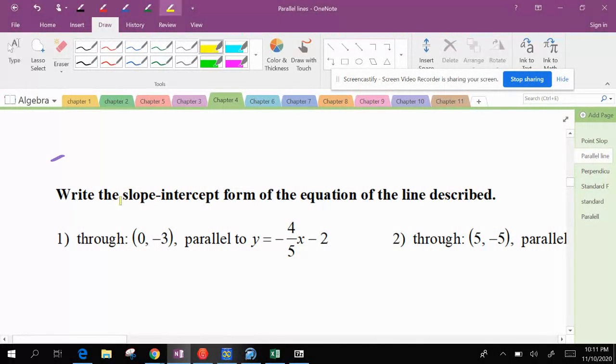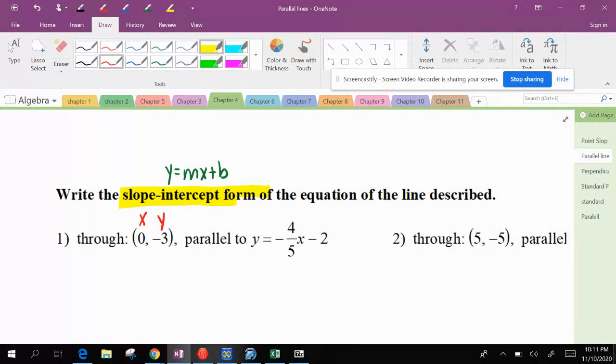Write the slope-intercept form. So our final answer should be y equals mx plus b of the equation of the line described. Through (0, -3), parallel to y equals -4/5x minus 2. Same thing we did in the last two examples. First, we're going to plug into point slope form, so I need to identify my x, my y, and what slope I'm going to be using.